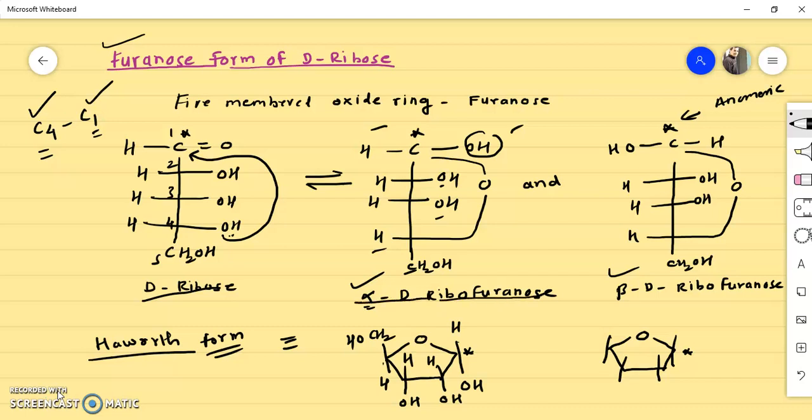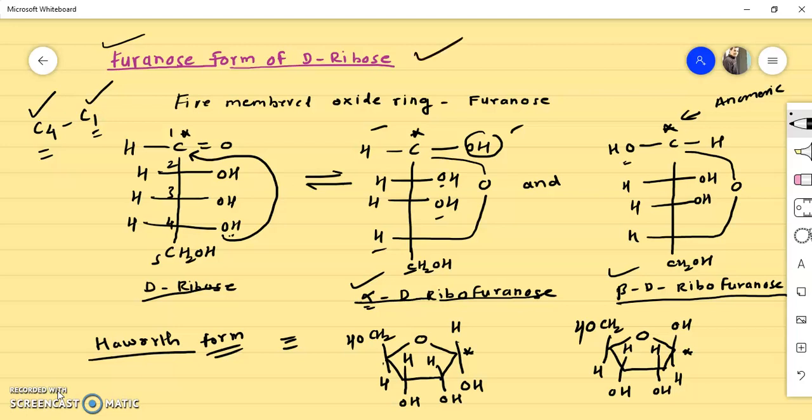Similarly, we can draw the Haworth form of this beta D ribofuranose. You just have to write down this OH group above the plane of this oxide ring. Then here will be hydrogen. Again, the rest of the groups will be as they are: OH, OH, here hydrogen, hydrogen, here H, and here CH2OH. So in this way we can draw the Haworth form of this beta D ribofuranose. So this is all about the furanose form of D ribose.